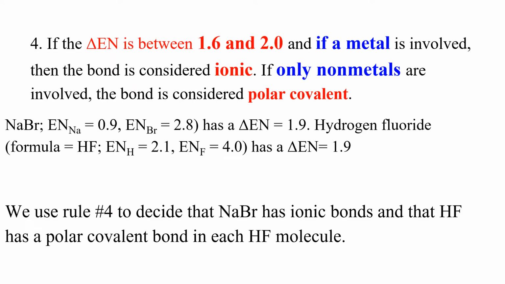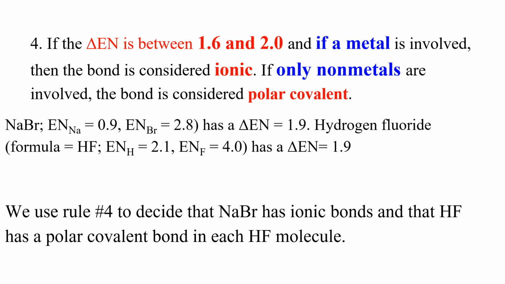Okay, in this rule, if the difference in electronegativity is between 1.6 and 2.0, then if a metal is involved, the bond is considered ionic. But if only nonmetals are involved, then the bond is considered polar covalent. An example is sodium bromide. The electronegativity of sodium is 0.9. For bromine it is 2.8. The difference between the two is 1.9, right? So therefore, we say it is ionic.